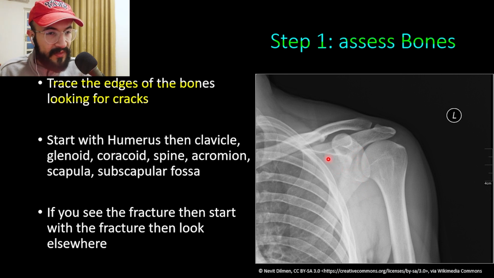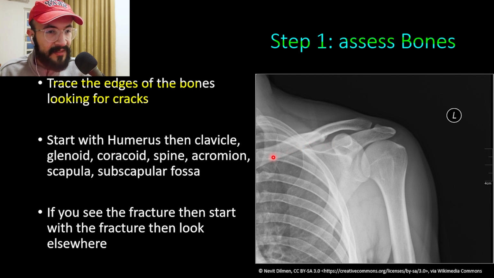Then we move on to the spine of the scapula, which is here. We trace the edges of the spine, and after that is the acromion process. So this is here the acromion, and both the spine and the acromion have no cracks. And then we assess the coracoid process, which is this process here that you can see, and it has no fractures too.